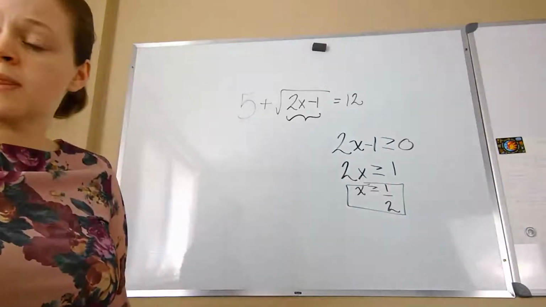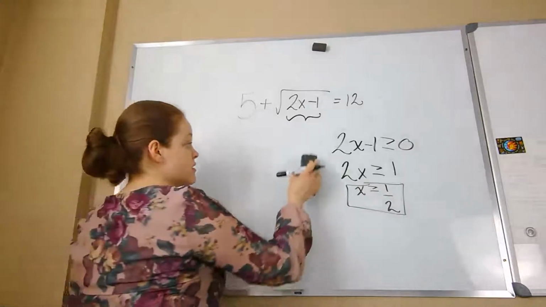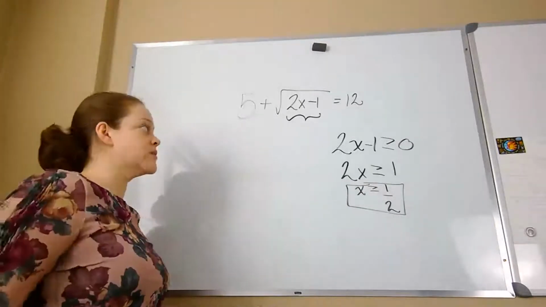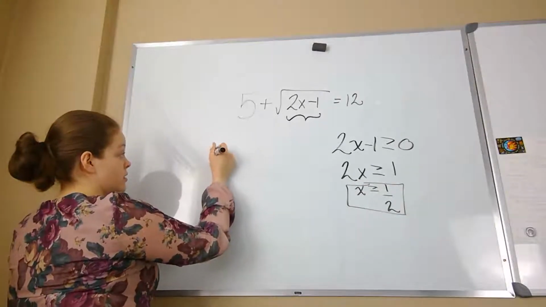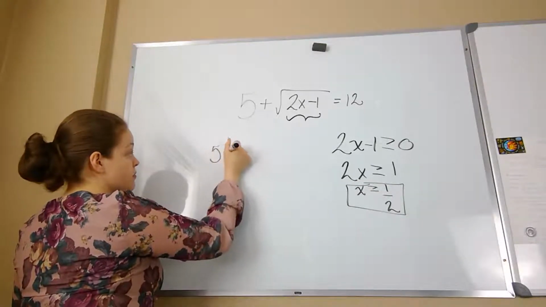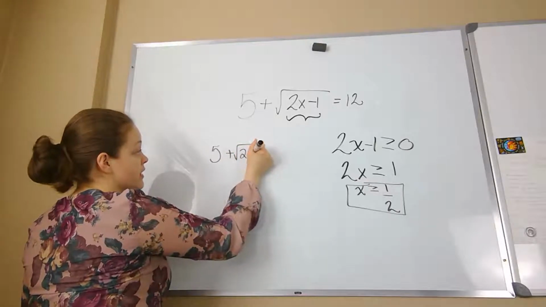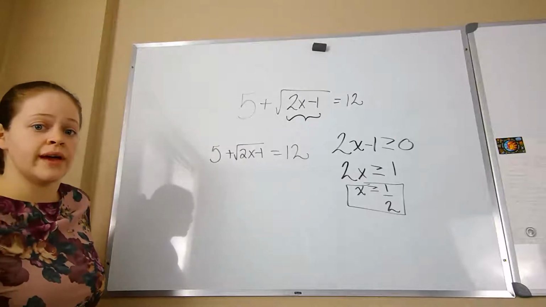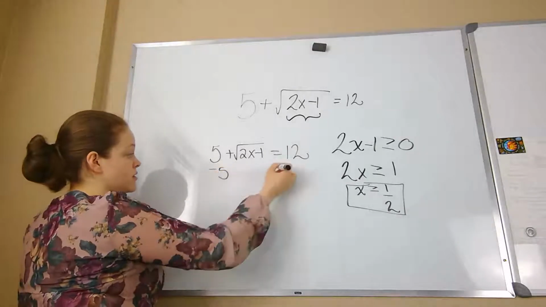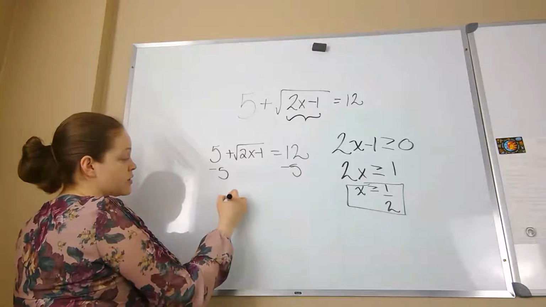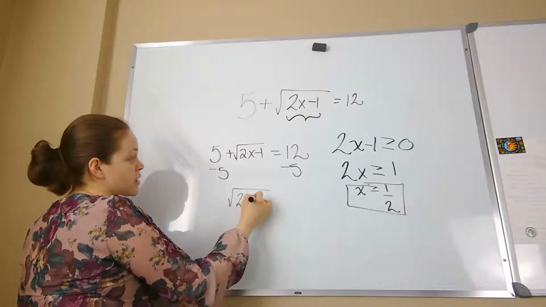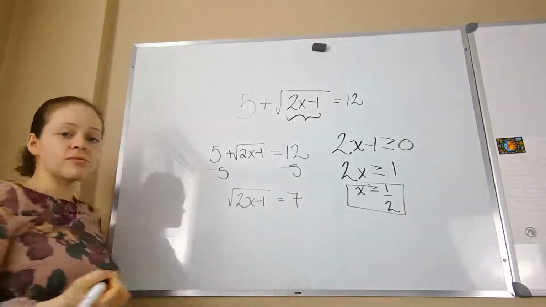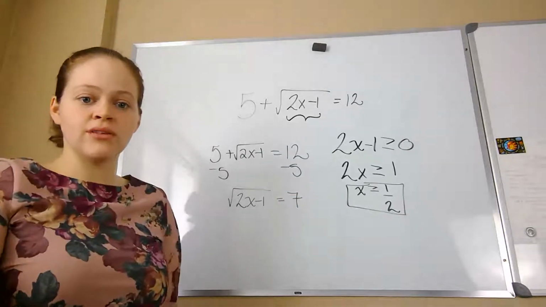To solve it, you'll want to put all the root on one side and everything else on the other side. So we have 5 plus root 2x minus 1 equals 12. And then we have minus 5, and we are left with 2x minus 1 equals 7. And from here, how do you think you get rid of a square root?